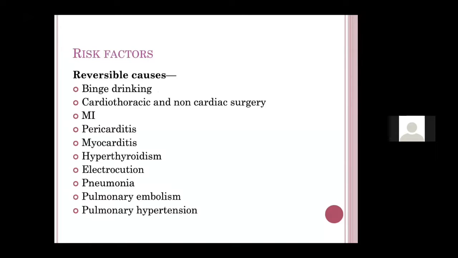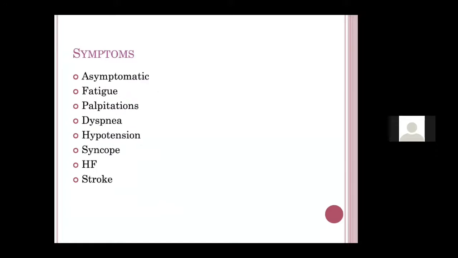Now, again, coming to the risk factors, there are some reversible factors like alcohol, or post-op patients undergoing cardiothoracic and non-cardiac surgery, post-MI, pericarditis itself can precipitate AF, myocarditis, hyperthyroidism, patients with sepsis, pneumonia, pulmonary embolism or pulmonary hypertension, and electrocution. So these are some of the reversible factors.